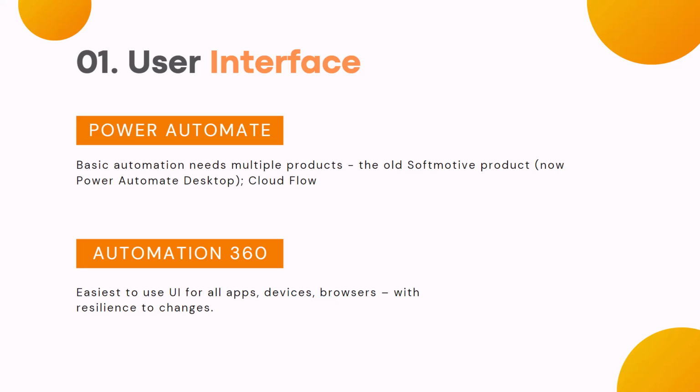Whereas in Automation 360, the flow user interface is easy to use across all apps, devices and browsers. With a browser you can access and build your bots. As part of one URL, everything is accessible: your control room, your orchestration, you can manage everything, and you can build bots as well.